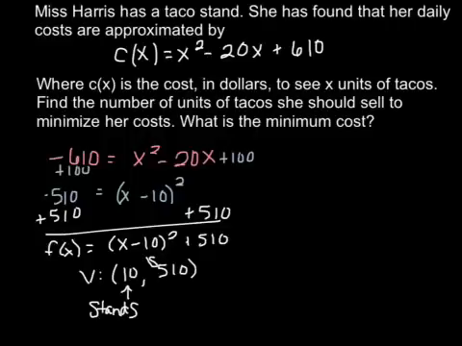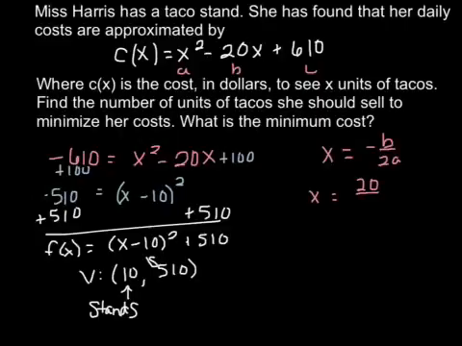Now, another way you can do this. If you're having a hard time completing the square, we can do x equals negative b over 2a, which is a, b, and c. So I can say the x value of my vertex is the opposite of b, which is 20, over 2 times 1, which is 10. That's how I get 10 of my vertex.